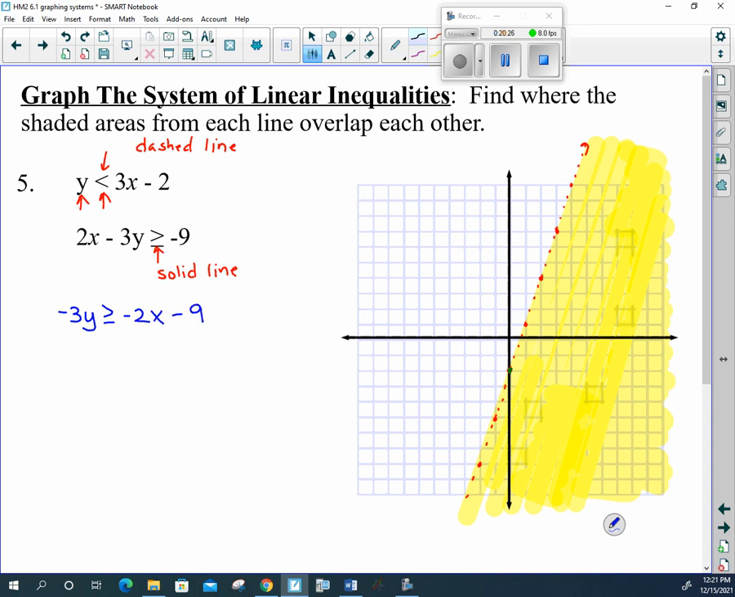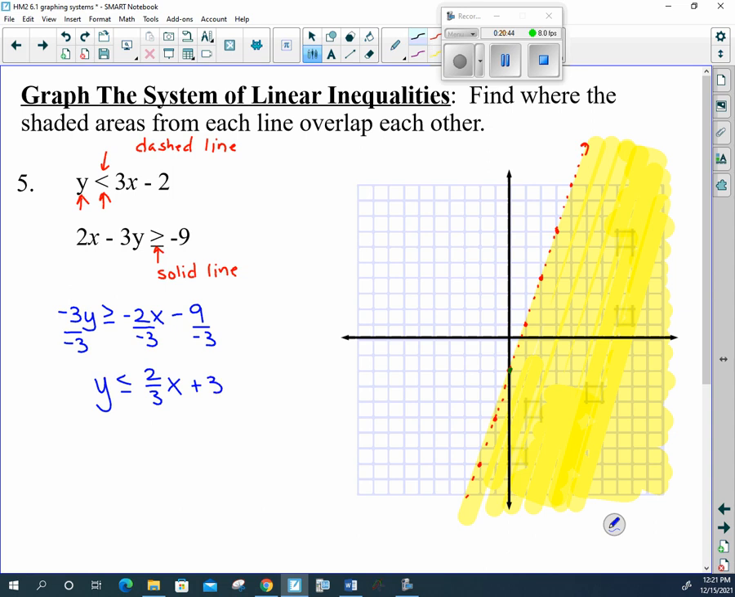And then I'm going to divide by a -3. So now the thing you have to remember is that when you're working with inequalities, if you divide or multiply by a negative number, you have to reverse your symbol. So now instead of a greater than or equal to, it's got to be a less than or equal to a positive 2/3 x plus 3.